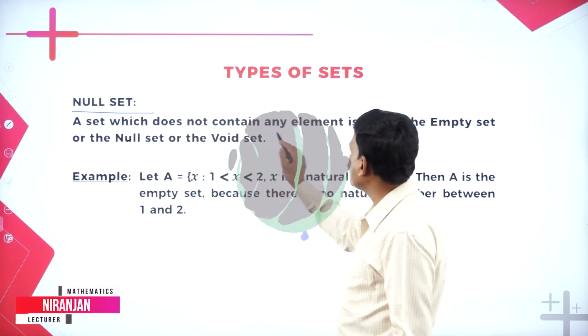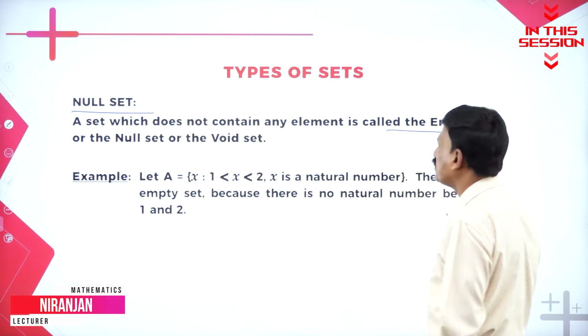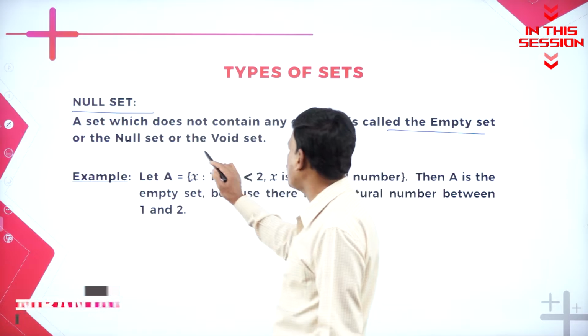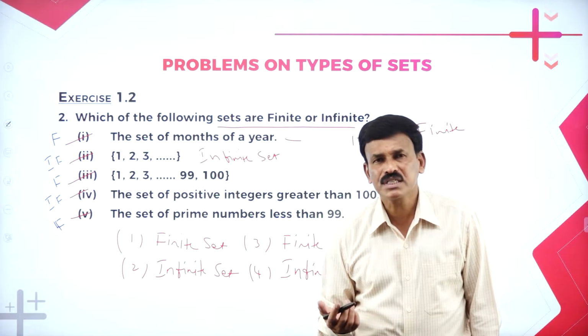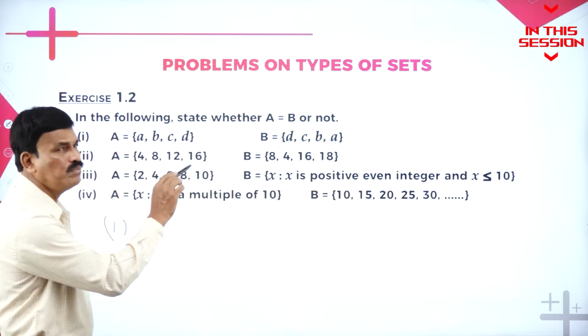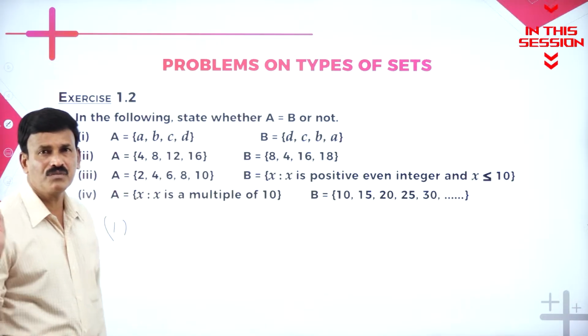A set which does not contain any element is called an empty set or null set or void set. If there are infinite number of elements, then it is called an infinite set. A contains 1, 2, 3, 4, B contains 1, 2, 3, 4. So the number of elements are same.